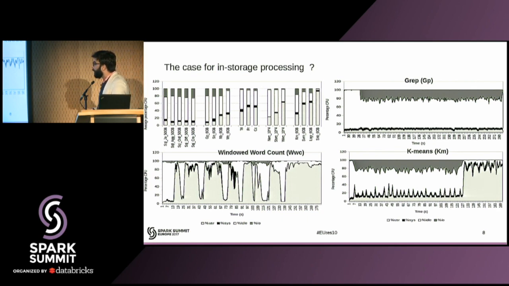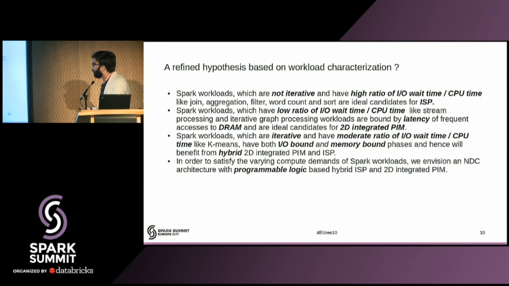And if you actually look at the streaming applications, you have a very small amount of wait time on the I/Os, but the CPU utilization is quite high there. So what we can infer from this data is this: Spark workloads which are not iterative and have a high ratio of I/O wait time to CPU time, like join, filter, and aggregations, are ideal candidates for the ISP. Whereas workloads which have a low ratio and are bound by the latency of frequent accesses to the DRAM are ideal candidates for the 2D integrated PIM.